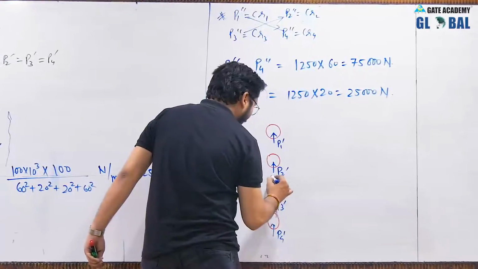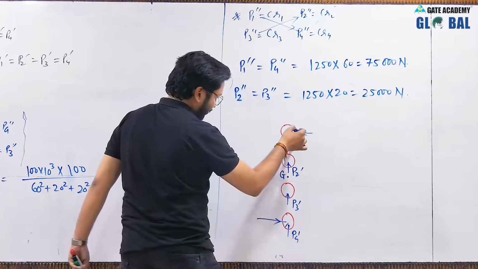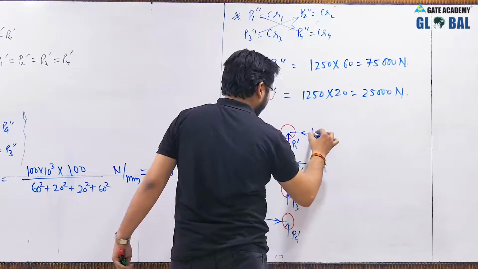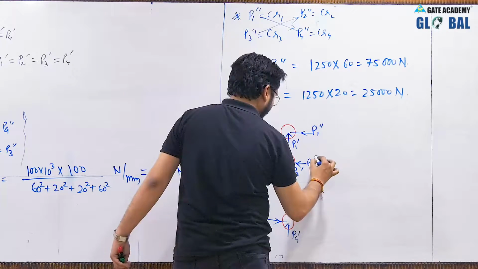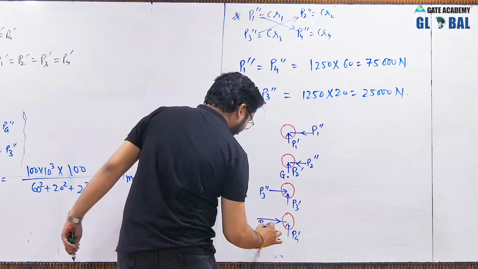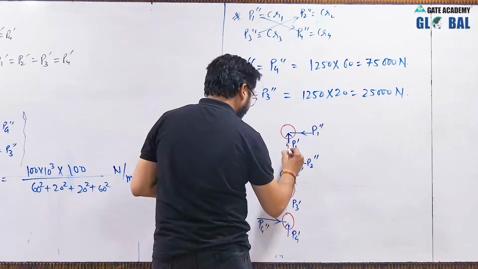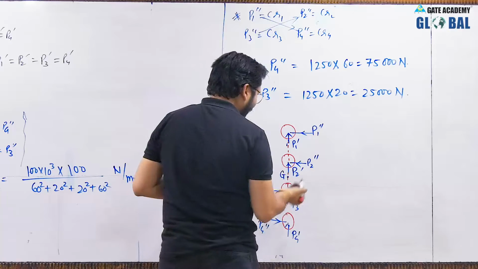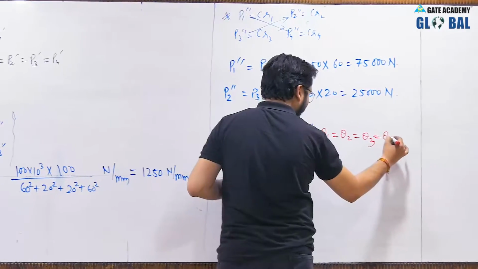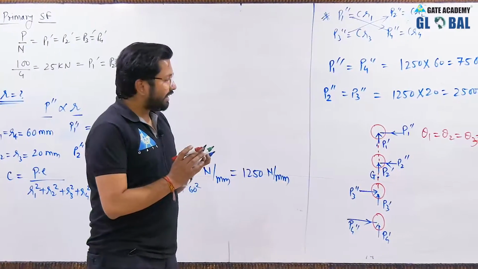So this is the centroid G. Here we will be having the secondary shear forces, which will be producing an anti-clockwise sense of rotation. So this will be P1 double dash, this will be P2 double dash, this will be P3 double dash and this will be P4 double dash. This is the line joining the centroid and the centers. So for each and every rivet you can see theta 1 equal to theta 2 equal to theta 3 equal to theta 4 equal to 90 degree. In each and every rivet the theta is 90 degree.